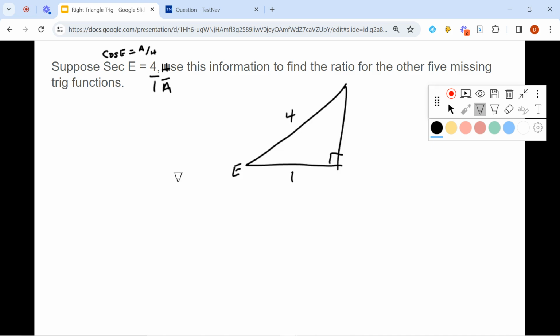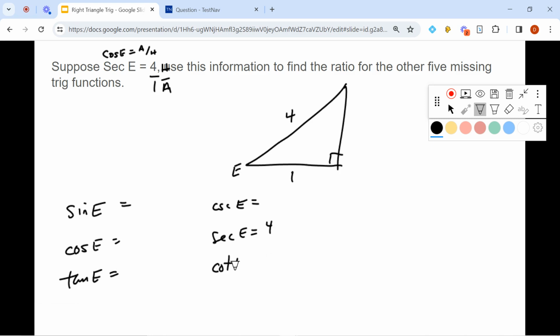I need to find the other 5 trig functions. So I need to find the sine of E, the cosine of E. That should be really easy. The tangent of E, the cosecant of E. Secant of E, I already know, it's 4. And then the cotangent of E, I need to find that. All right, so the secant of E is 4 over 1. That means the cosine of E is 1 over 4. It's the reciprocal. I'm already done with that.